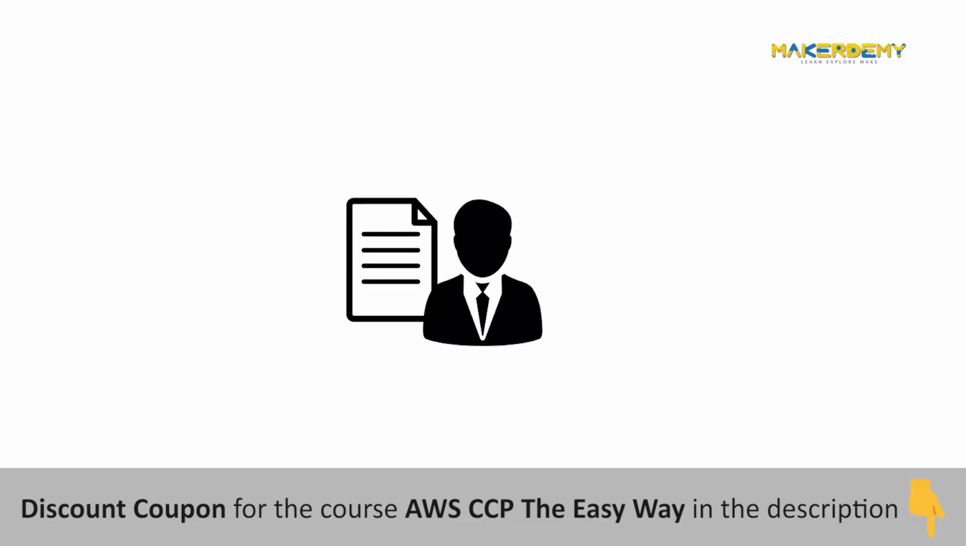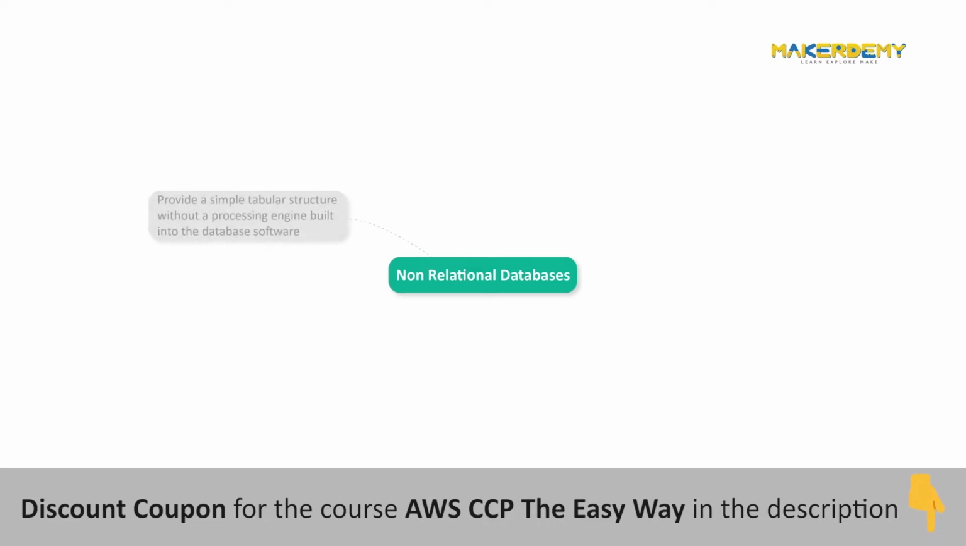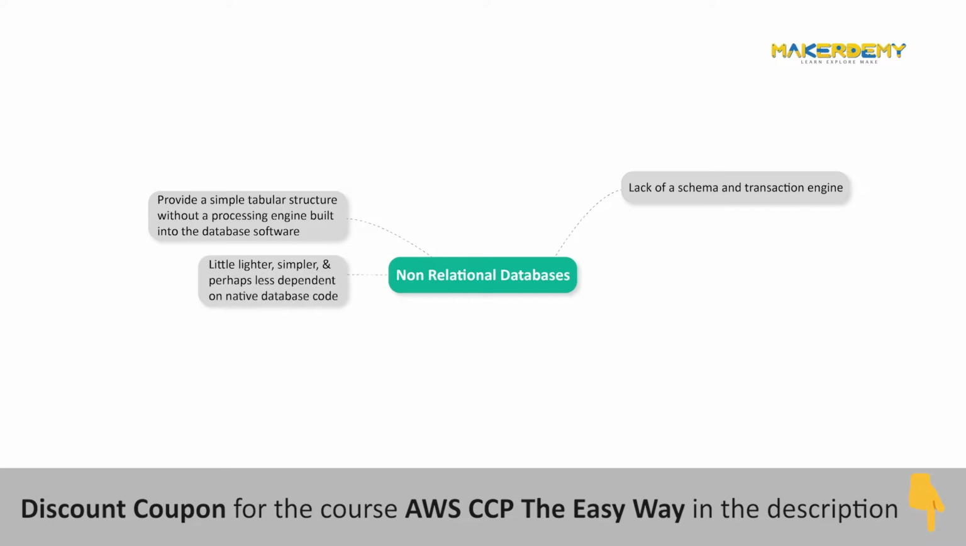As we already know about relational databases, let me brief you about non-relational databases. Non-relational databases provide a simple tabular structure without a processing engine built into the database software. So, the key difference with non-relational databases is the lack of a schema and transaction engine. This makes non-relational databases a little lighter, simpler, and perhaps less dependent on native database code. So let's delve deeper into the concept of non-relational databases.